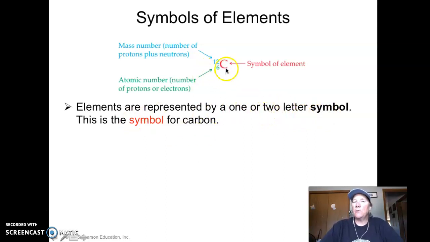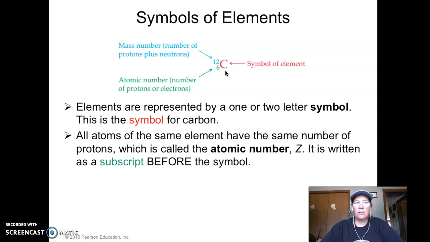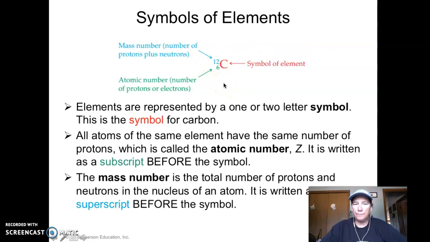Elements are represented by one or two letters, mostly two. And again, the first one's always capitalized and the second one's always small. We do this so we can write out equations and we don't have to write out the big long words. All atoms of the same element have the same number of protons. So all atoms of carbon have 6 protons. If you change that number, then it's not carbon anymore. That's the atomic number, the number on the bottom, and I'll show you where that's on a periodic table in a little bit.